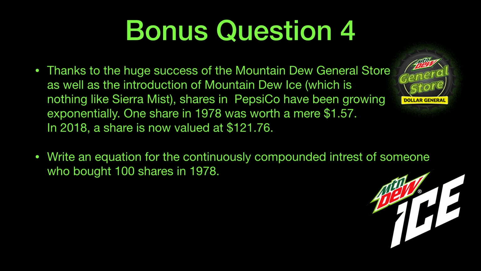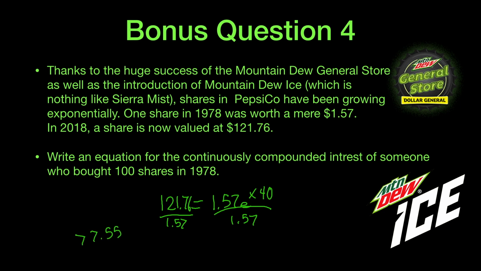So let's talk about our initial amount. Remember, a single share is going to end up being the same as if we're talking about all of them. So here's what we do. 1.57. That was our initial value. In this case, it's 1.57 times e to the 40x, and then that is equal to 121.76. So our first step is 121.76 divided by 1.57. So what we end up getting is 77.55 is approximately e to the 40x.